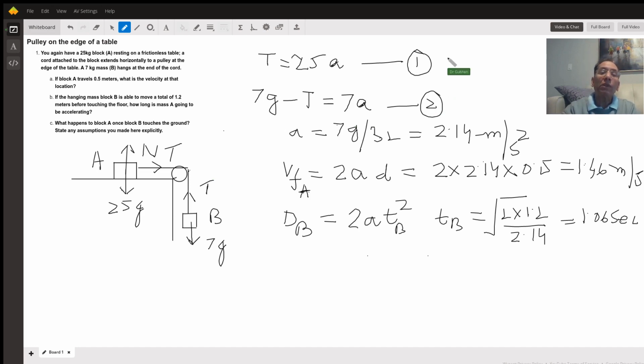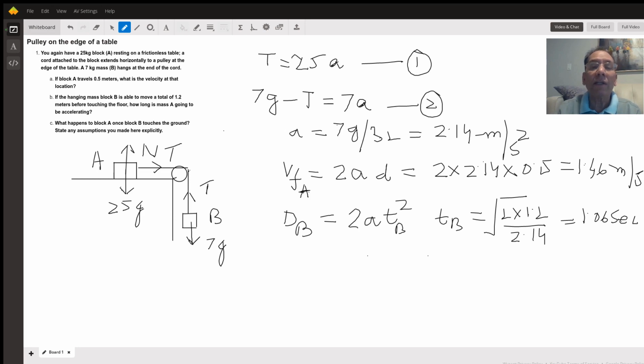If you solve these two equations for acceleration, then that acceleration works out to be 7g divided by 32, and that is 2.14 meters per second squared. So this is the acceleration of both the masses. The mass A is moving to the right, and mass B is moving downwards.